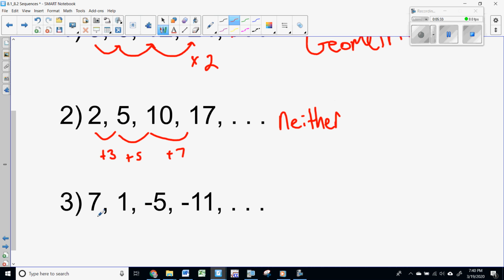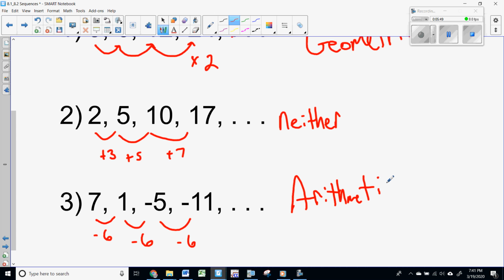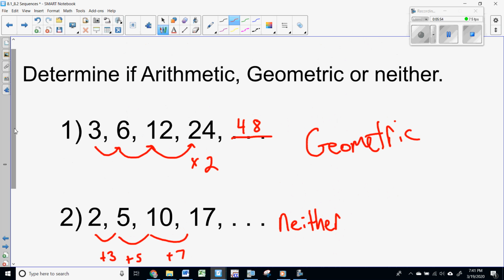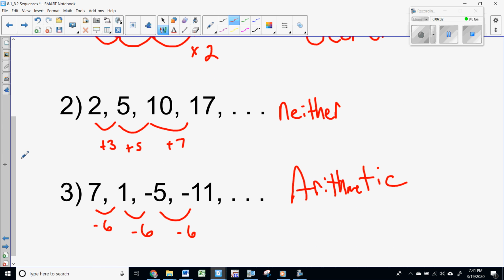If you look at the next one, 7, 1, negative 5, negative 11. And if I figure out here, I subtract 6, add negative 6, however you want to think about it, and that is going to be arithmetic. So we want to be able to determine what type it is by what you have to do to get the next term. If you multiply by the same number to get the next term, it's geometric. If you add or subtract the same number to get the next term, it's arithmetic. And if neither one of those works and it's some other pattern, then it's neither.